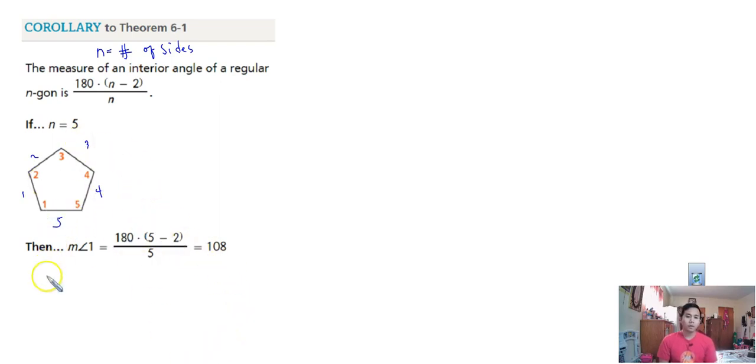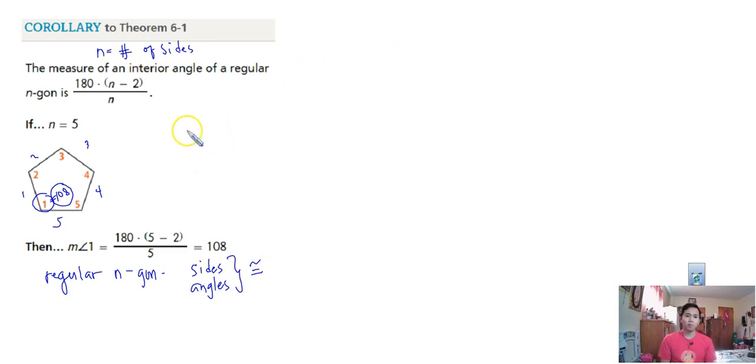So you will have the measurement of angle 1. The measurement of angle 1 is 180 times 5 minus 2 over 5, which is 108. Okay, the measurement of angle 1 is 108. Now, it says there regular n-gon.